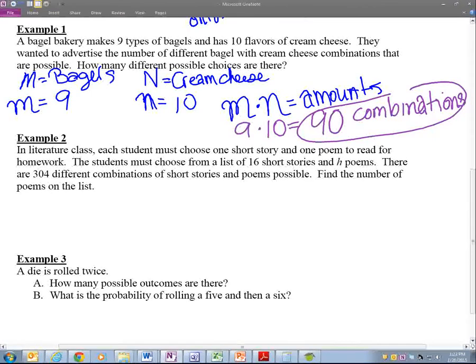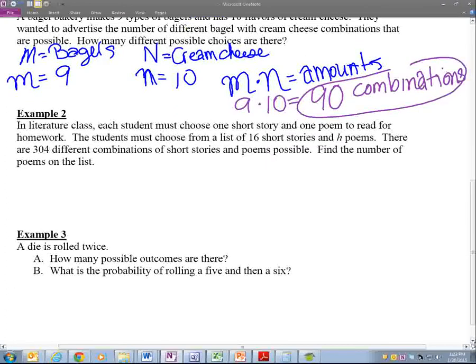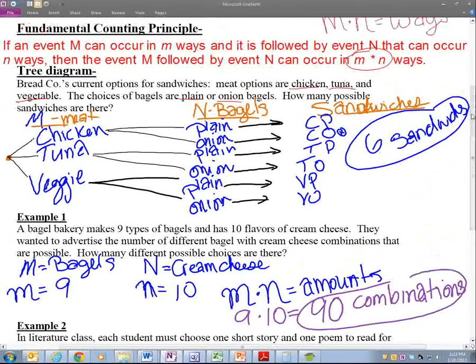Okay, let's do one. We could have done the principle on this one as well. We have three different kinds of meat. We have two different kinds of bagels. 3 times 2 is 6.